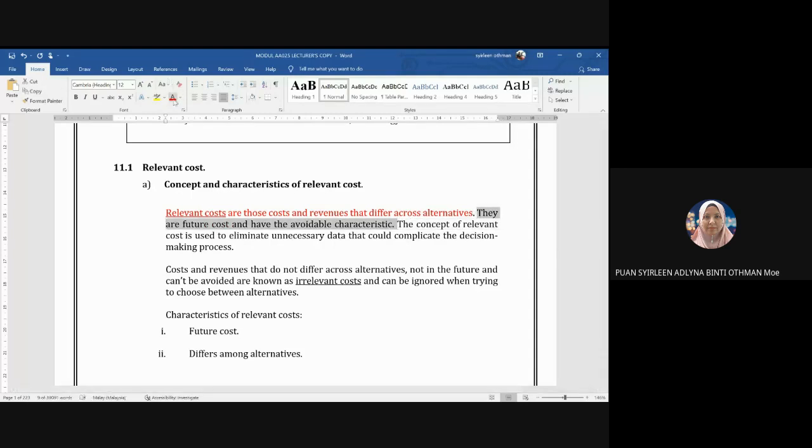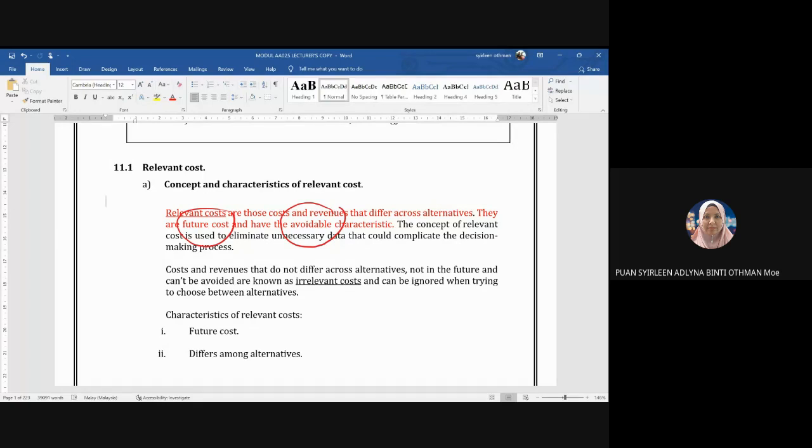Okay, karakteristik dia yang pertama ialah dia adalah future cost. Future cost maksudnya benda tu belum jadi lagi. Okay, dia akan berlaku pada masa hadapan. So that is one of the characteristic of relevant cost. And the second characteristic of relevant cost, dia ialah avoidable. The avoidable characteristic. Okay, avoidable characteristic tu maksudnya kita boleh elak sama ada kita nak buat atau kita boleh elak cost tersebut. That means we don't have to bear the cost masa production.